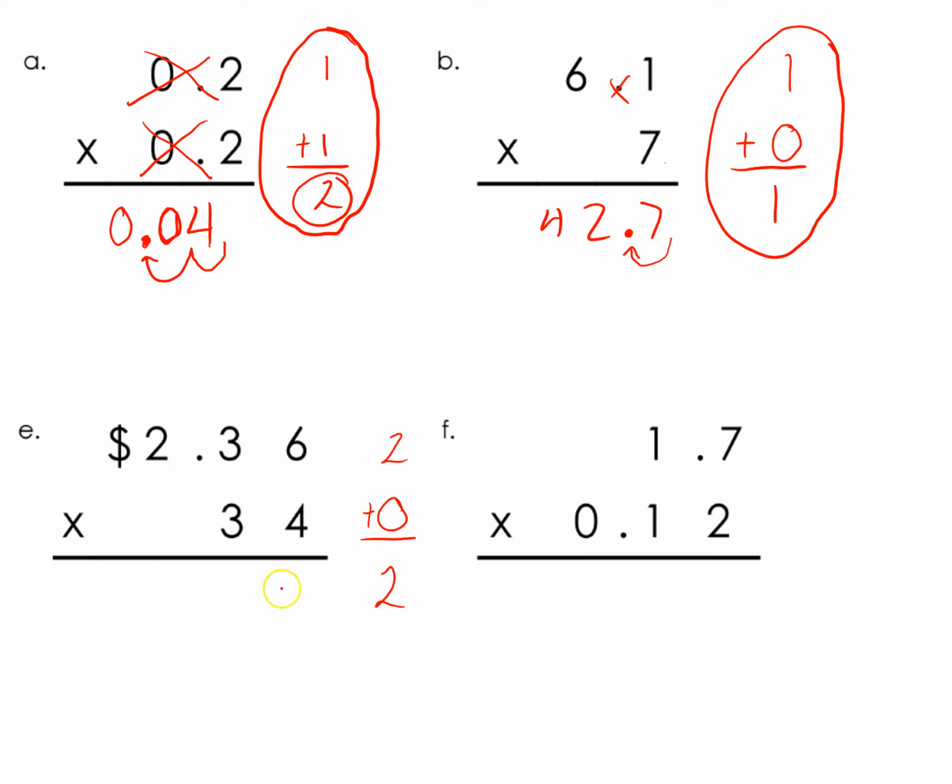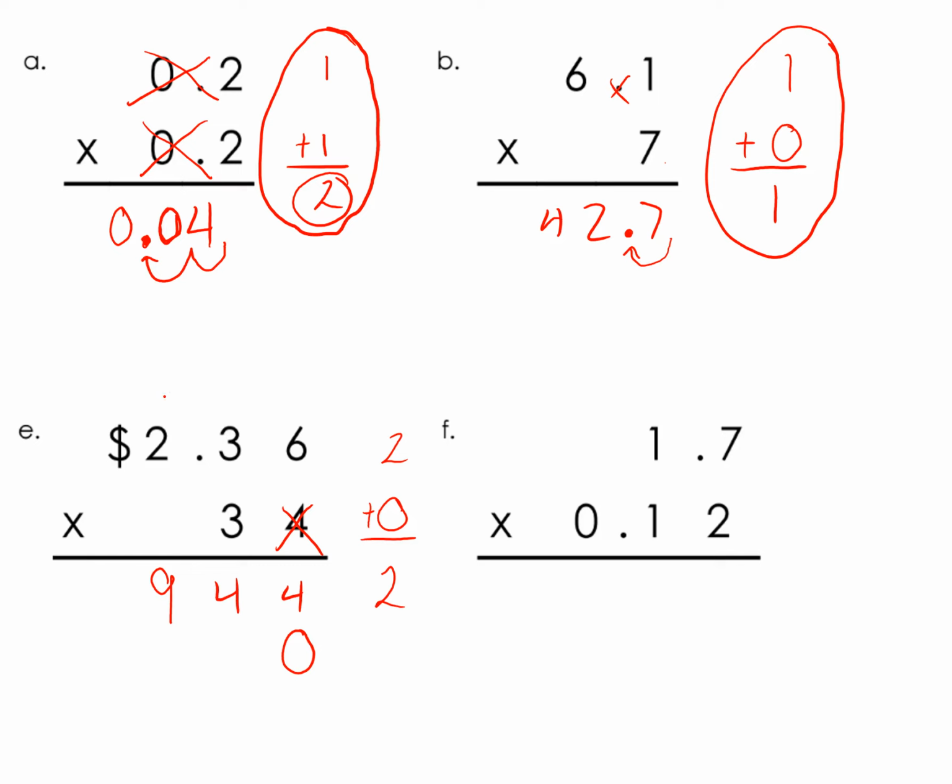4 times 6, 24. 4 times 3 is 12, plus the 2 is 14, carrying my 1. 4 times 2 is 8, plus 1 is 9. Now I multiplied the 4 times everything, so I'm done with the 4. I kiss it goodbye. Then I hug it out. Don't forget your 0 placeholder for that 4 you kissed goodbye.